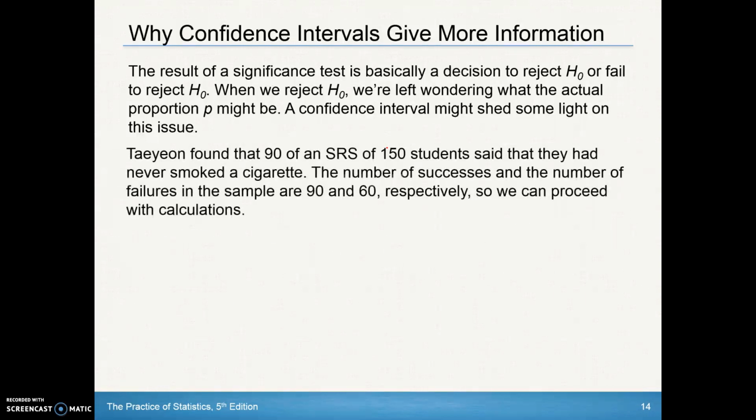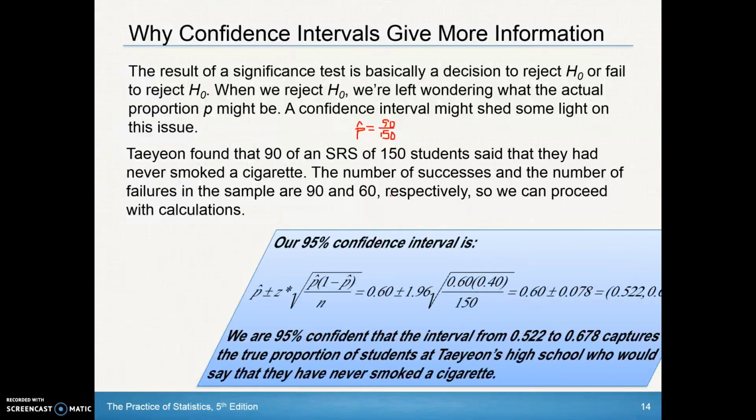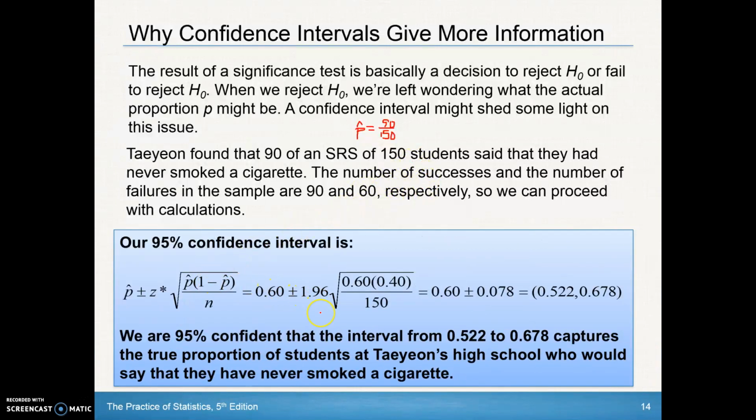So if we look at a problem where Taeyeon found that 90 of an SRS of 150 students said that they had never smoked a cigarette. Okay? So again, there's a p hat right there. P hat is that 90 out of 150. So you could certainly use the fraction for the answer here as well, or for that statistic. The number of successes and the number of failures in the sample are 90 and 60. So respectively, if you proceed with the calculations, that p hat value is 0.60, that 90 divided by 150. The 60 divided by 150 is that 0.4. Okay. The 150 is your sample size.